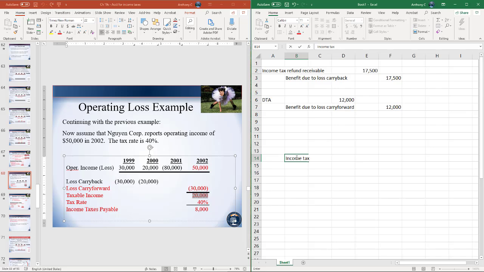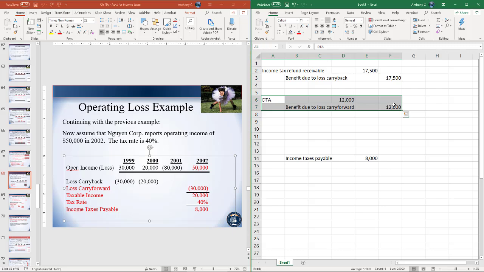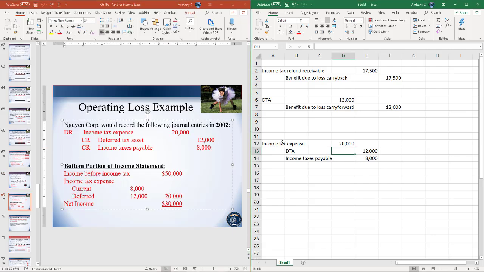So we're going to debit income taxes payable for $8,000. Now previously, for the loss carry forward, we recorded a DTA of $12,000. Since we're using up all of the loss carry forward, we're going to reduce our DTA balance to 0. So our desired ending balance is 0. Then we'll make a credit to our DTA for the $12,000. And then to finish this off, a debit to income tax expense for $20,000. So our debits equal our credits. All right, so this is your journal entry here.